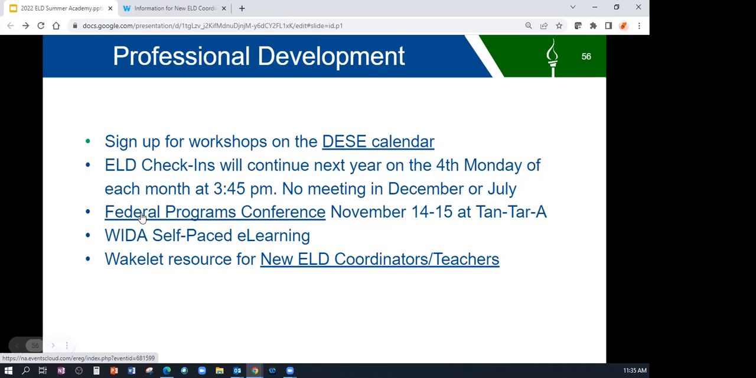We also have a federal programs conference every year. This year it will be the 14th and 15th of November. It's at Tan-Tar-A, and we will have special sections for English language development.